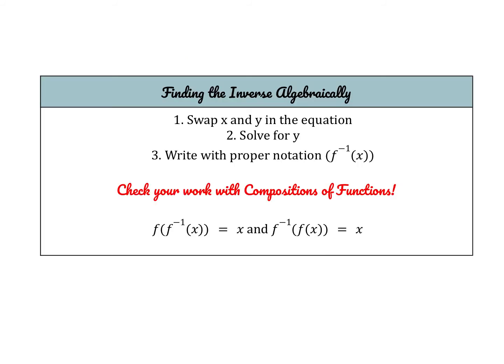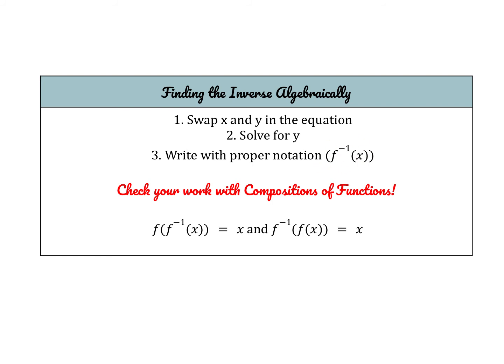Okay, how can we find an inverse algebraically? So it's pretty easy to do. What you do first is you swap the x and y, the location of x and y in your equation, and then you just solve for y. You isolate y. And then once you've done it, you're going to make sure you write it with the proper notation using that f inverse of x symbol to show that it is the inverse.